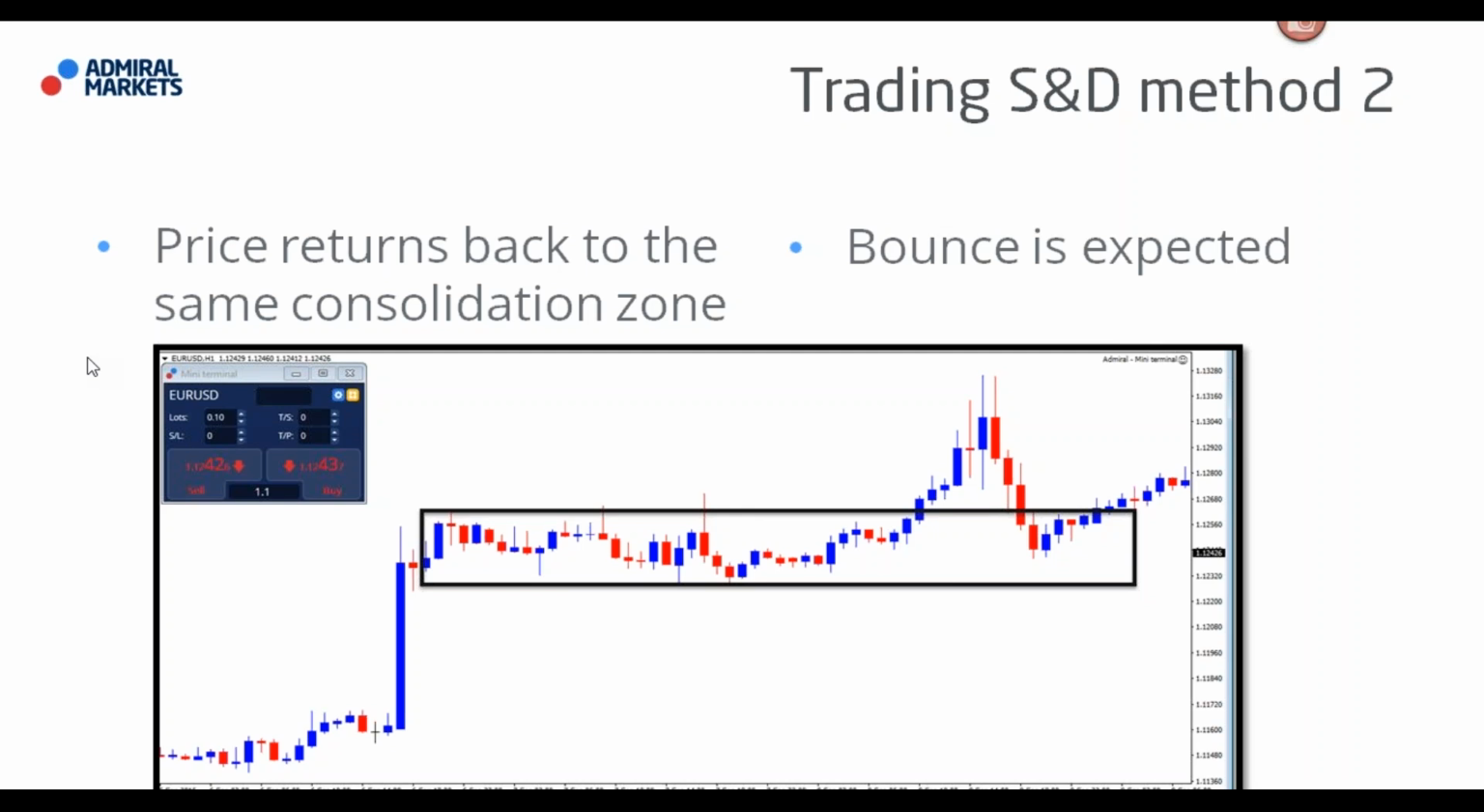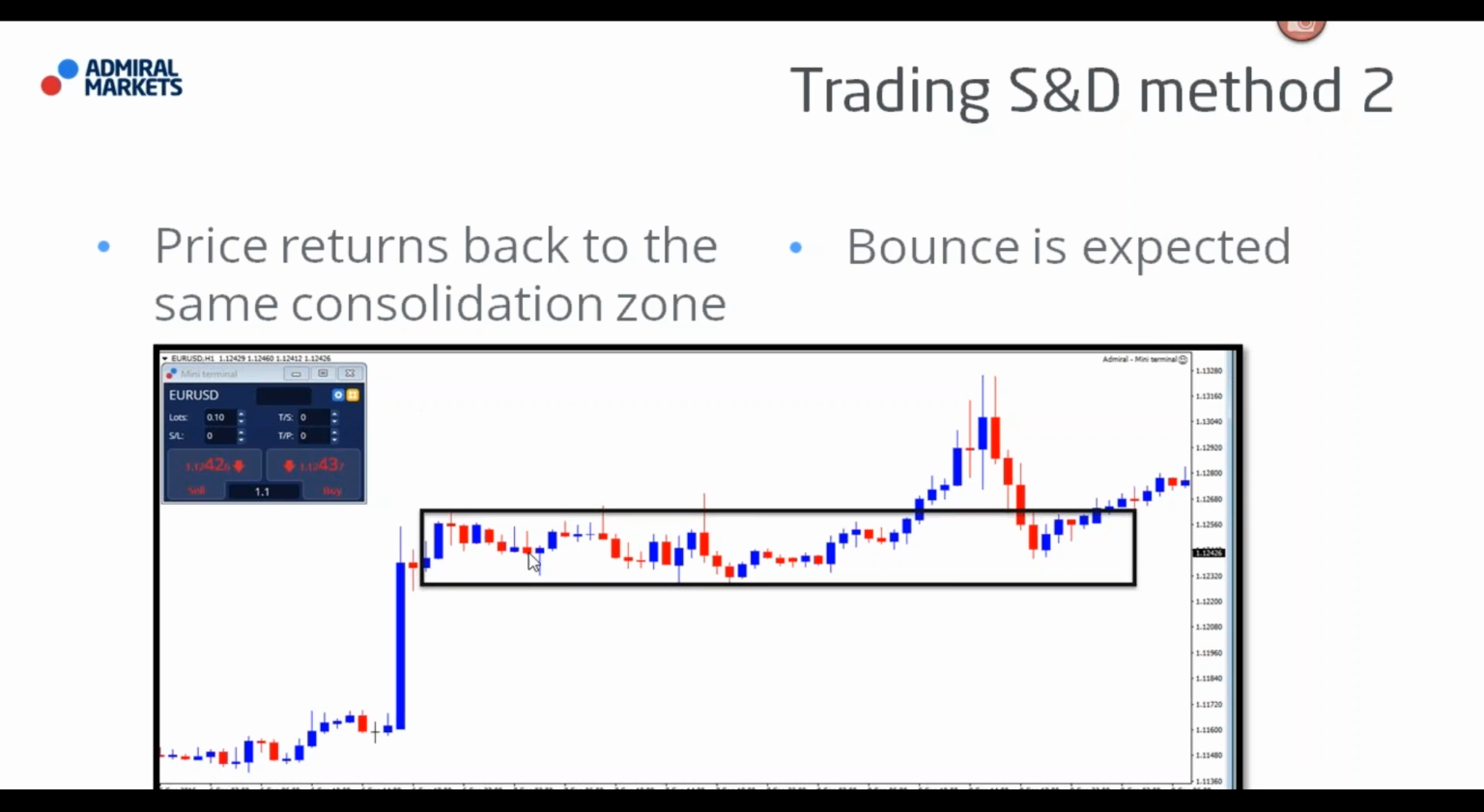All right, so the second method is now looking at the supply-demand zone. The first one was trading in it as it kind of develops. The second one is trading it after it's finished, if you see what I mean.